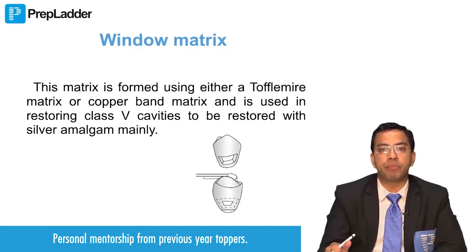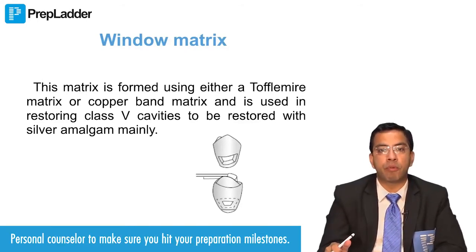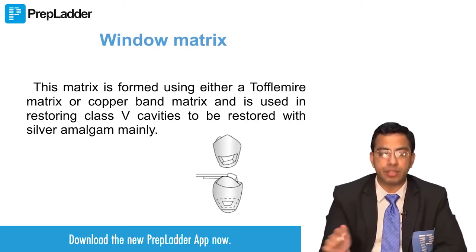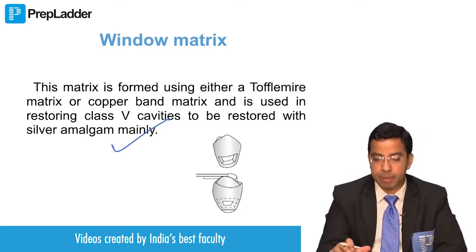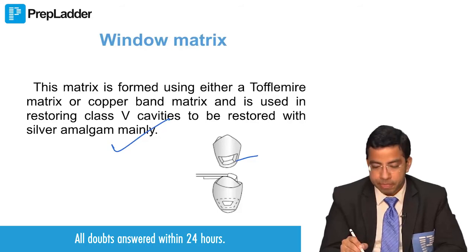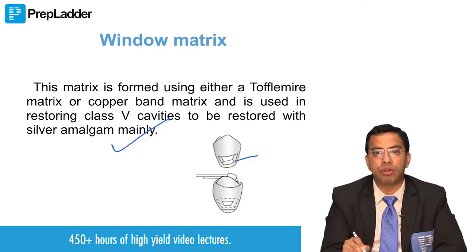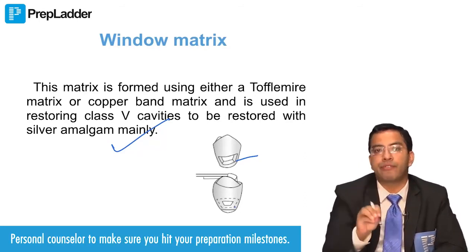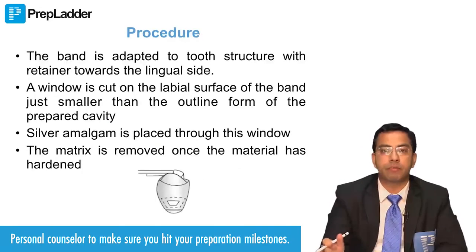Then we talk about window matrix. The matrix is formed by using either a Tofflemire matrix or a copper band matrix and is used for restoring class 5 cavities to be restored with silver amalgam. So, this is the class 5 cavity preparation which has been done, and then you have adapted the matrix, just creating a window. That is, the window is cut into the band so that through that window you can fill in your restorative material.